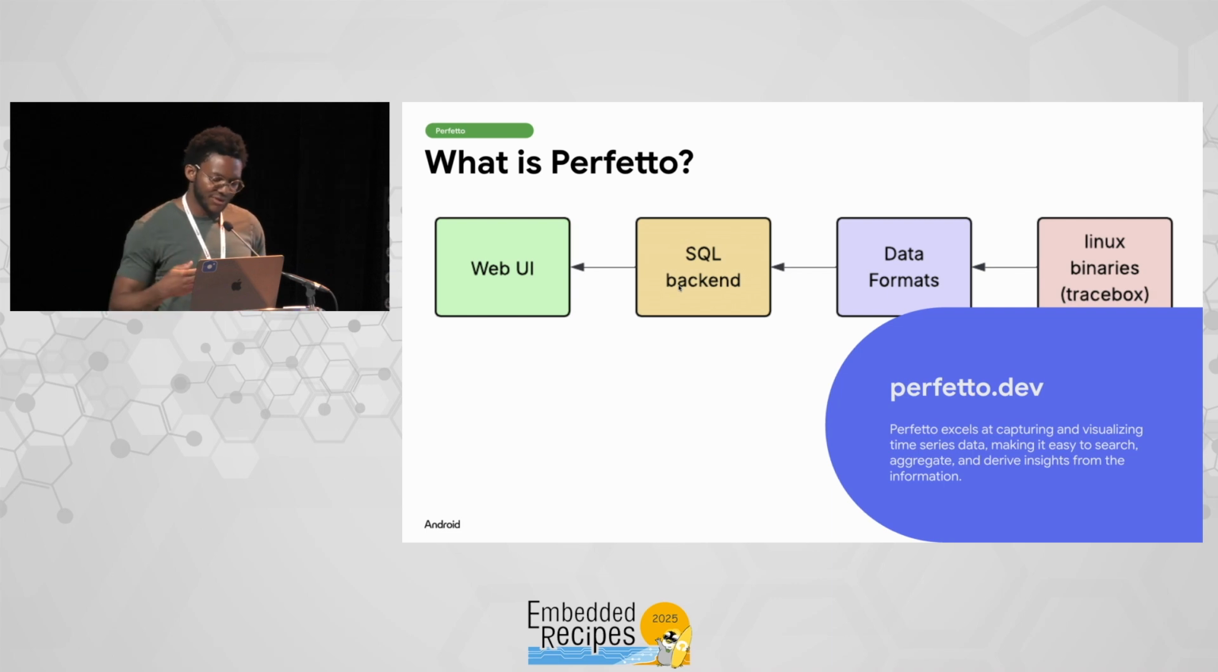And arrows are important because conceptually, each of the things from right to left feeds into the other. So Linux binaries provide data formats, and data formats allow the SQL backend something to query, and you visualize it with the web UI. But I will explain these components very briefly from left to right.